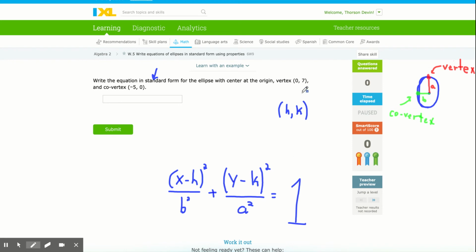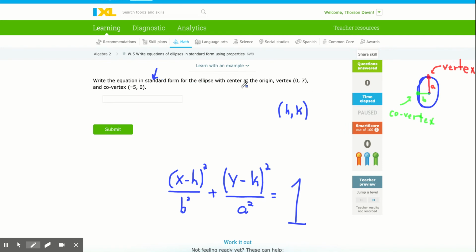Then the next thing we need to also come up with is the length of our major and minor axis, specifically half the length, because half the length of the major axis is our A value and half the length of our minor axis is the B value.